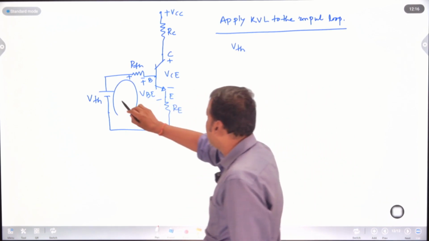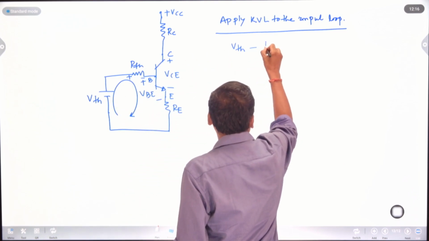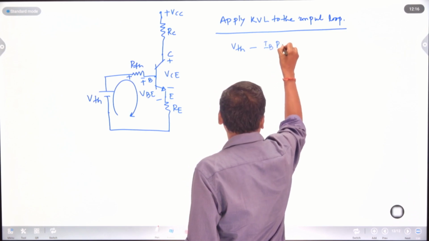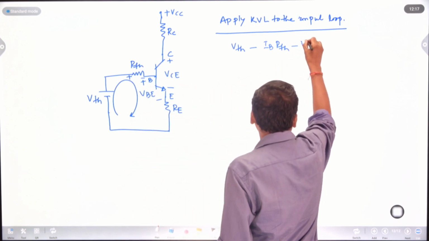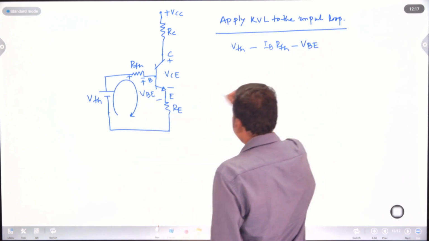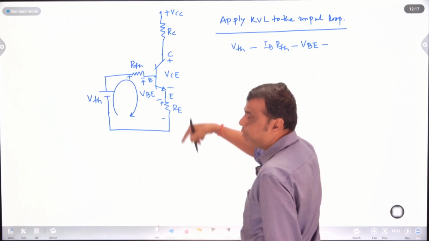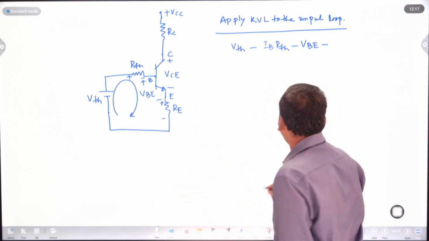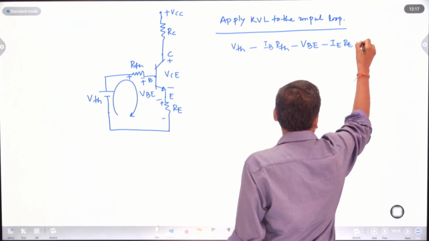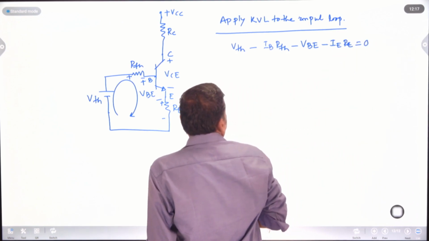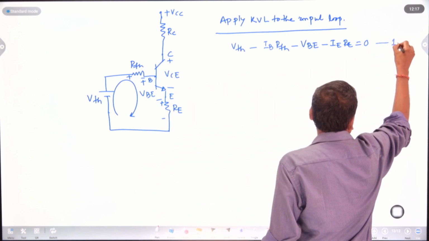So if we apply KVL to the input, my input equation is VTH minus base current IB into RTH, minus VBE, then plus to minus, minus the current flowing through the emitter terminal, which is the emitter current, IE into RE, equal to 0. So this is my input equation, or equation number 1.